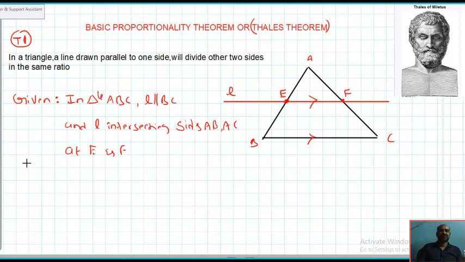Next, what do you want to prove? That should be written as RTP, required to prove. Required to prove AE by EB equal to AF by FC should be proved. Construction.